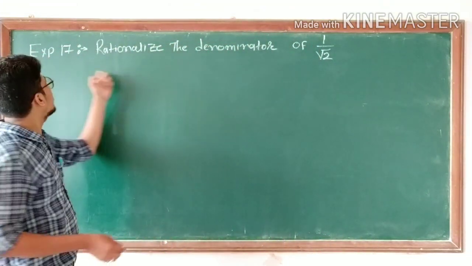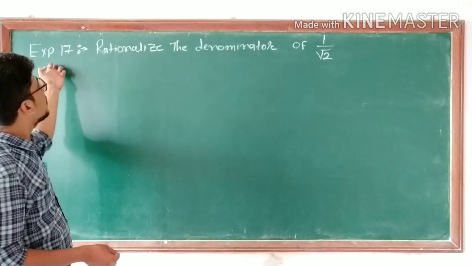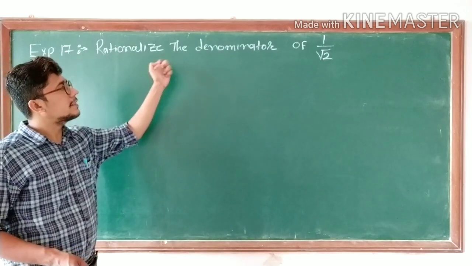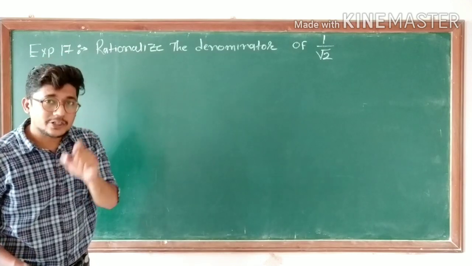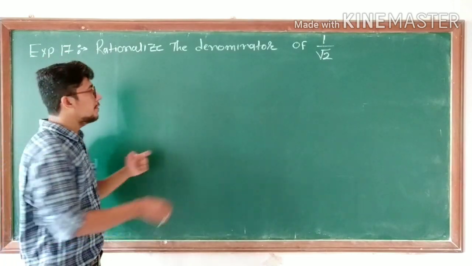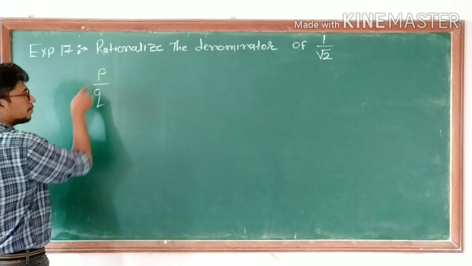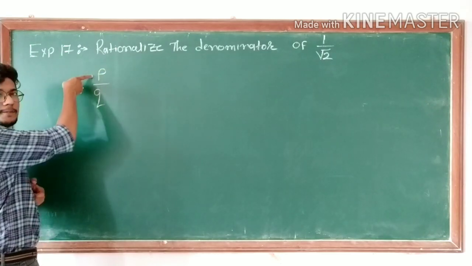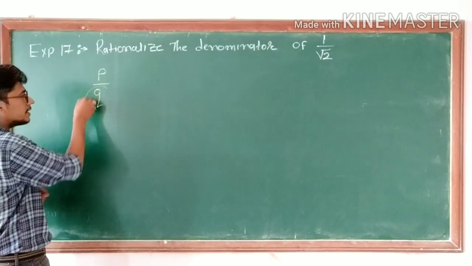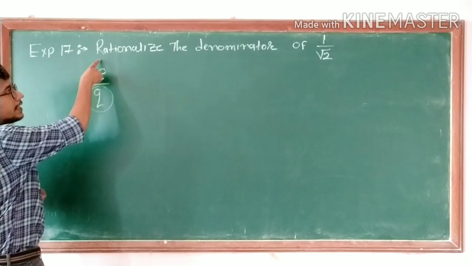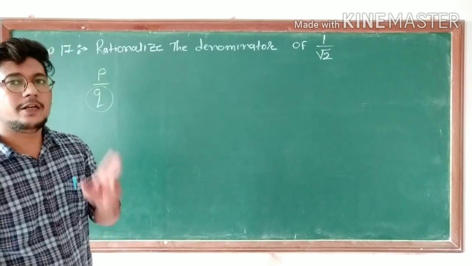So here, example 17. You can refer to this example in your textbook also. What does it say? Rationalize the denominator of 1 upon root 2. We know that whenever a number in the form p upon q is given, p is the numerator and q is the denominator. So the denominator is here, and they are saying rationalize. That means you have to convert it into a rational number.